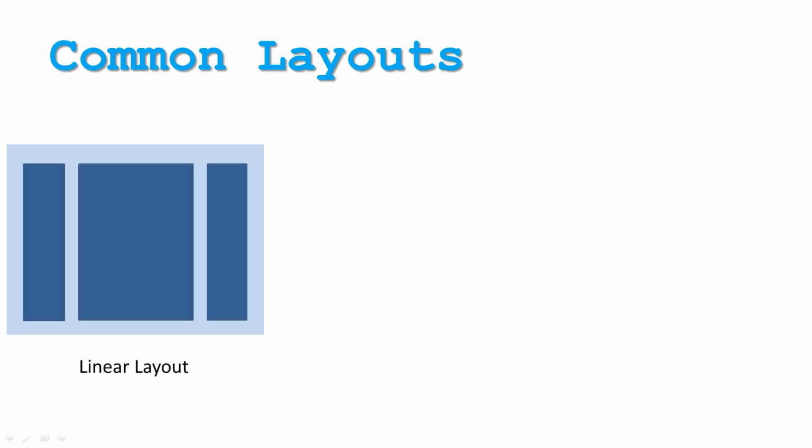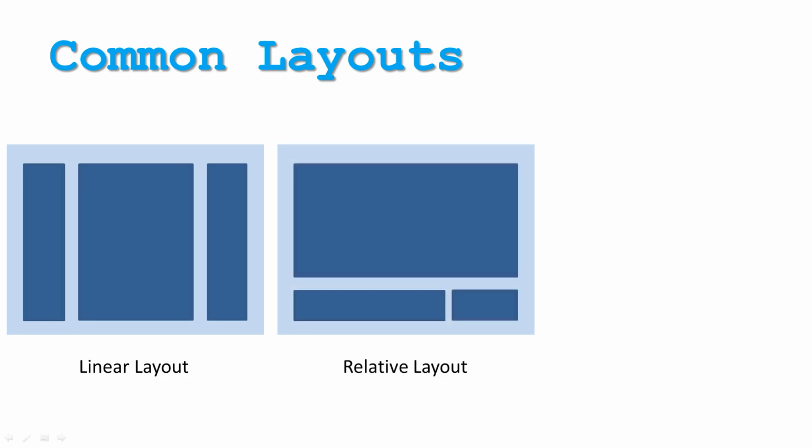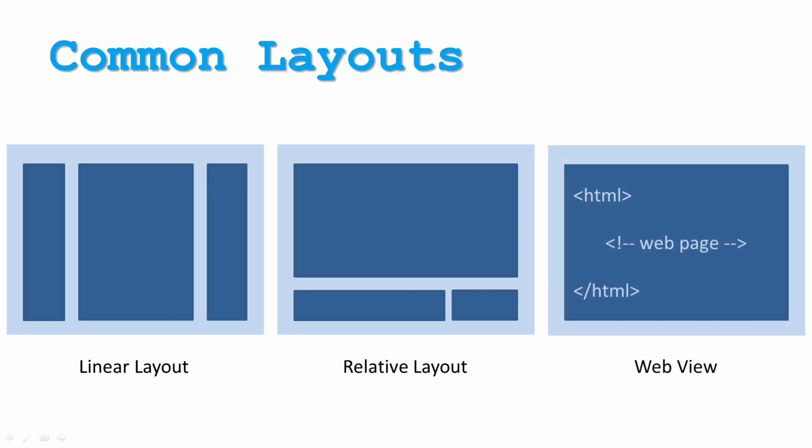Each subclass of the view group class provides a unique way to display the views you nest within it. Here are some of the more common layout types. Linear layout organizes its children into a single horizontal or vertical row. Relative layout enables you to specify the location of child objects relative to each other or to the parent. Web view displays web pages.